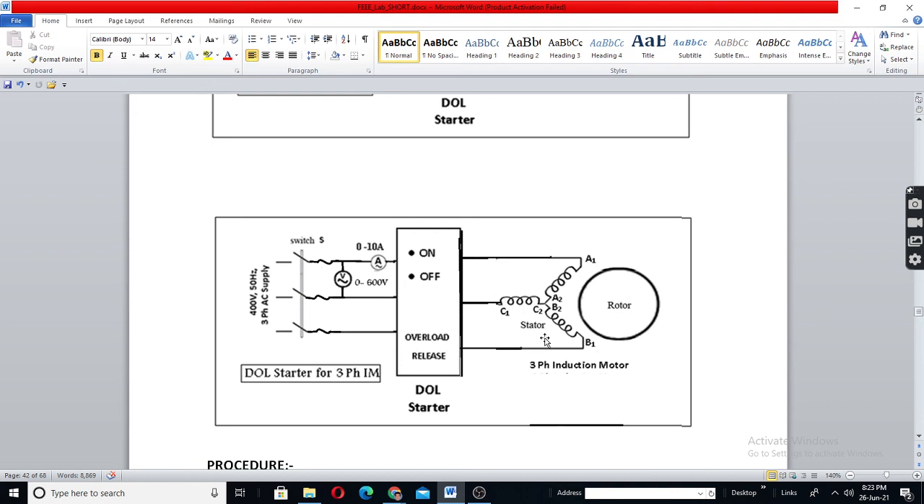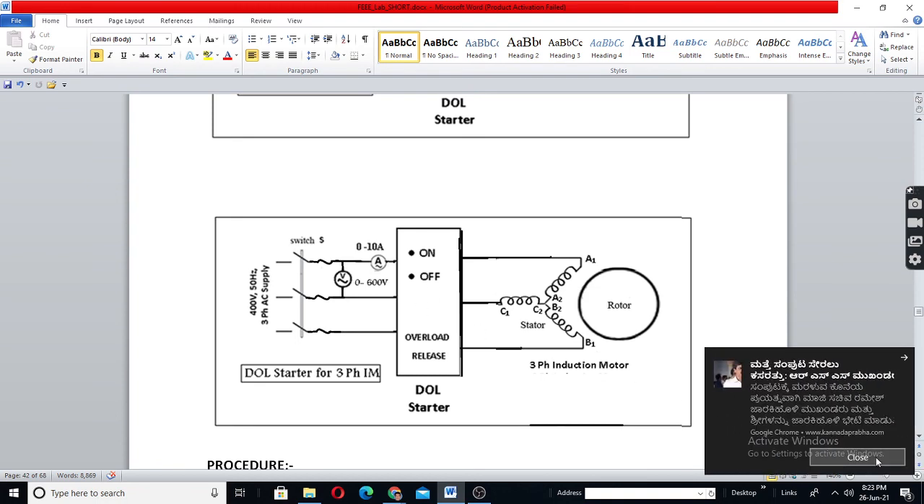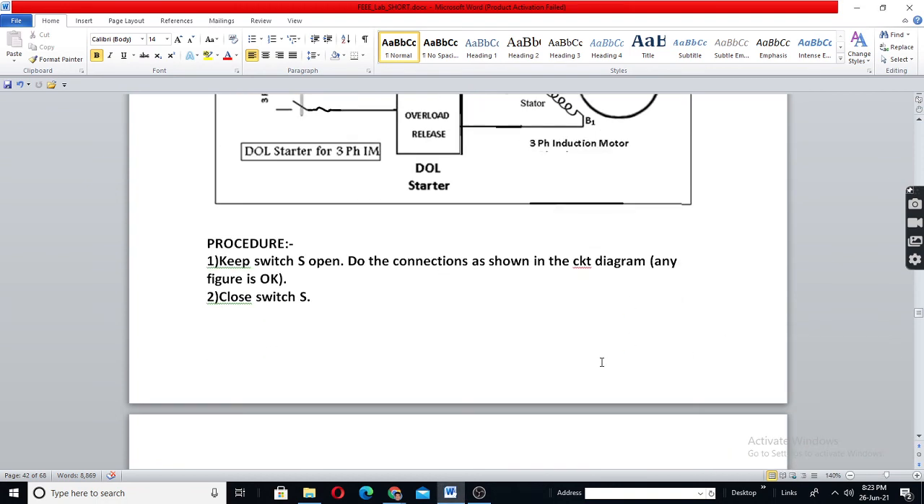This is called a direct online starter because as soon as you press the on button, the supply terminals are directly impressed on the motor. Direct online means when you press this, the motor terminals will get online directly. Okay, that is the point.